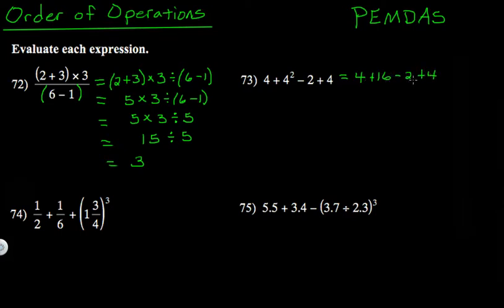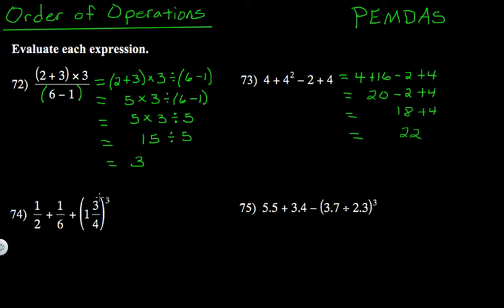So now our expression only has addition and subtraction. PEMDAS says we do addition and subtraction from left to right. We do not do all the addition first and then subtract. No, that's wrong. We do addition and subtraction from left to right. So we just do that. So 4 plus 16 is 20. So this is 20 minus 2 plus 4. 20 minus 2 is 18. So then we have 18 plus 4, and 18 plus 4 is 22. And that's our final answer.